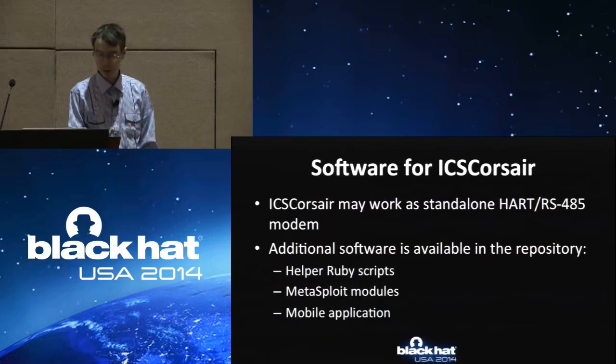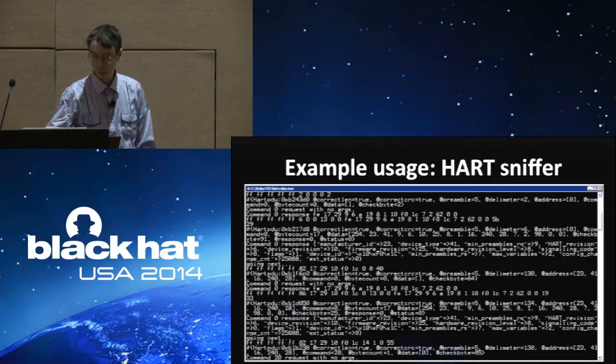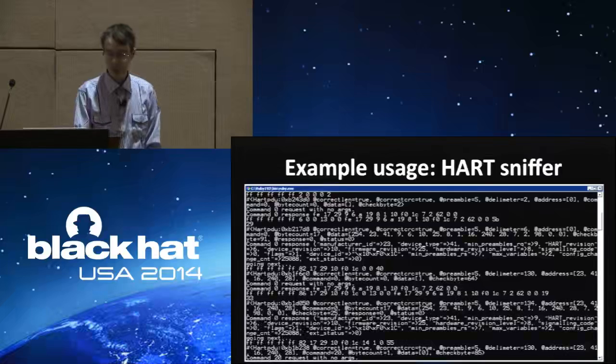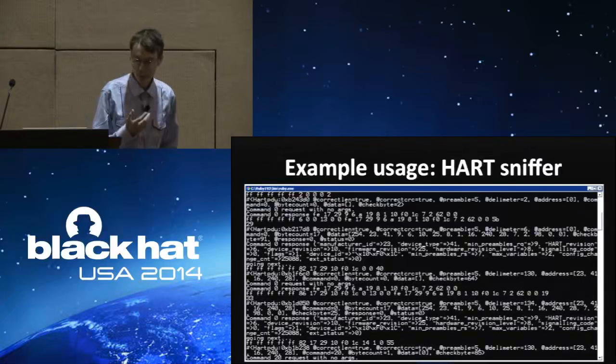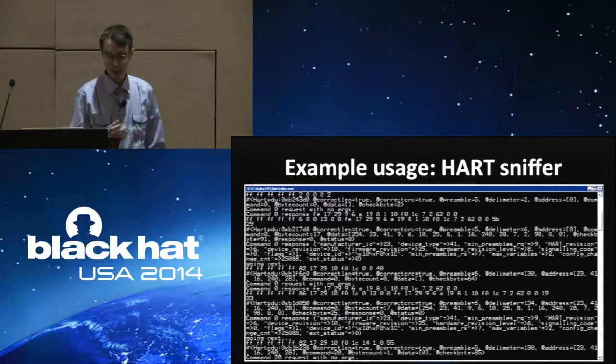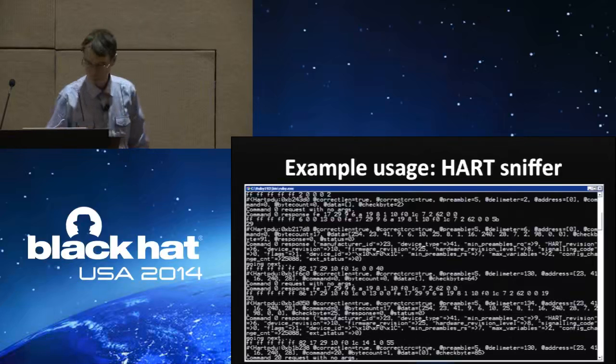Also, additional software is available in the GitHub repository, such as helper Ruby scripts and Metasploit modules. A mobile application for smartphones and tablets is in development now. Here is an example of ICSCorsair additional software. You can see a HART sniffer script on this slide. If you connect the board to the current loop and run this script, then you can see the content of HART packets that are flowing between field devices on the line.